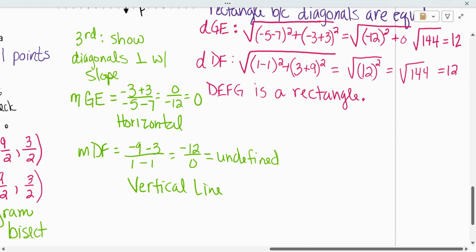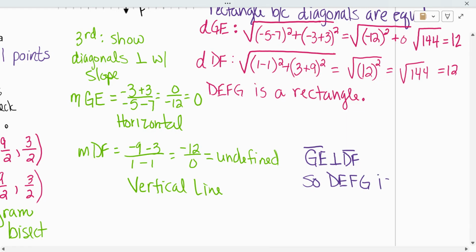So what do we know about vertical and horizontal lines? We know that they are perpendicular to each other. So I don't want to write the slope. I just want to write, I know that GE is perpendicular to DF. So DEFG is a square. Alrighty.